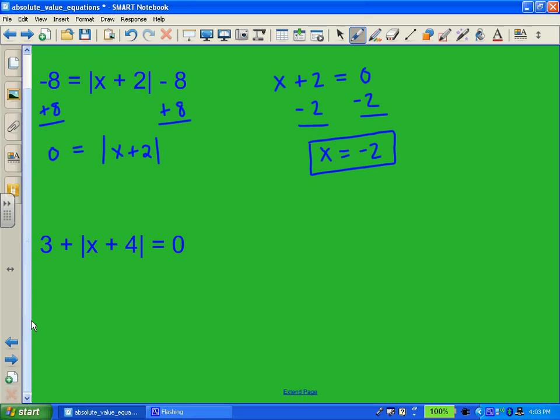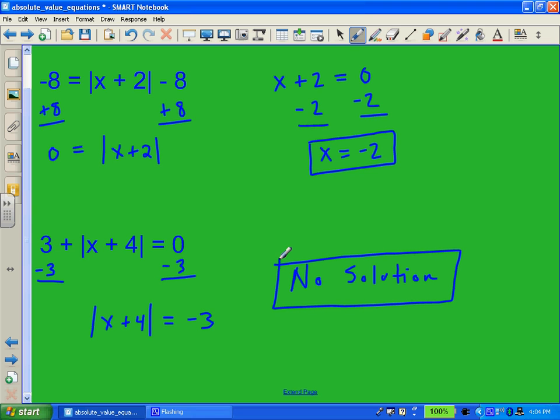Now let's take a look at this one. I have the absolute value of x plus 4, plus 3. Again, I want to isolate the absolute value of x plus 4, so I'm going to subtract the 3. Well, that gives me the absolute value of x plus 4 equals negative 3. Now right here, a little alarm should be going off in your head. Ding, ding, ding. That can't happen. Okay? The absolute value of anything isn't going to be negative 3. It doesn't work that way. Absolute value has to be positive. So right here, I would say, nope, that's not going to work. I can't do the two cases. I have no solution.